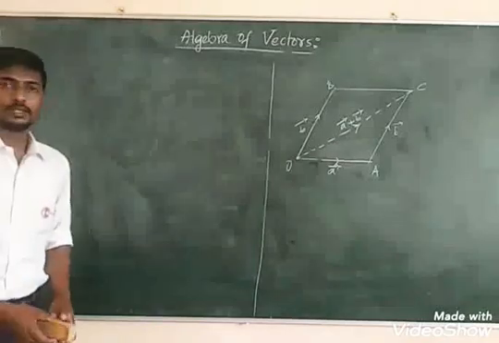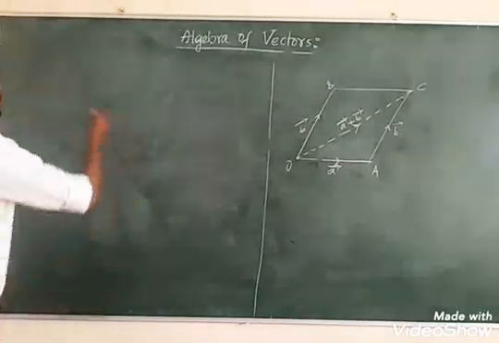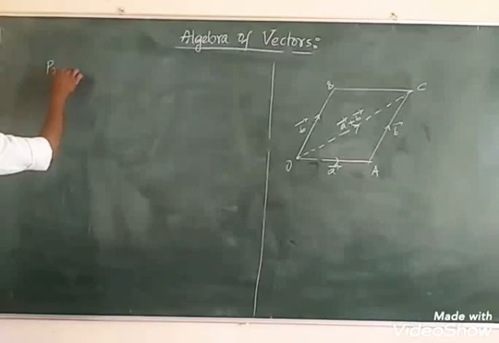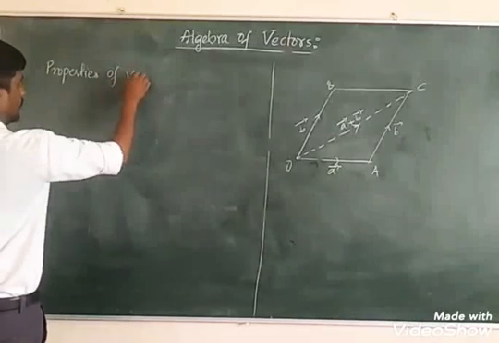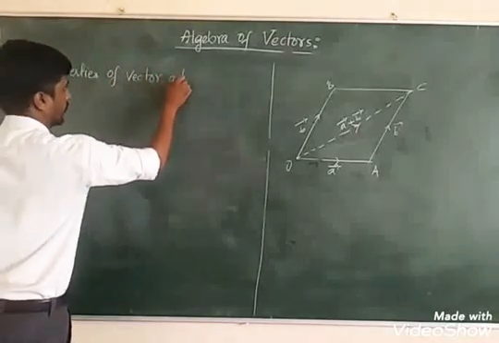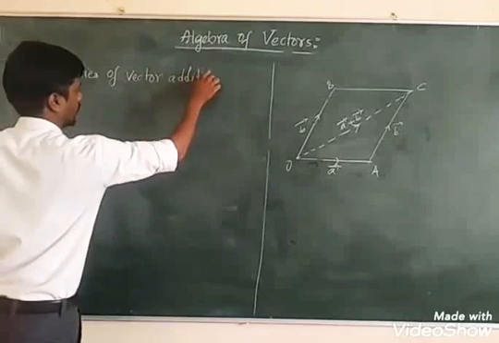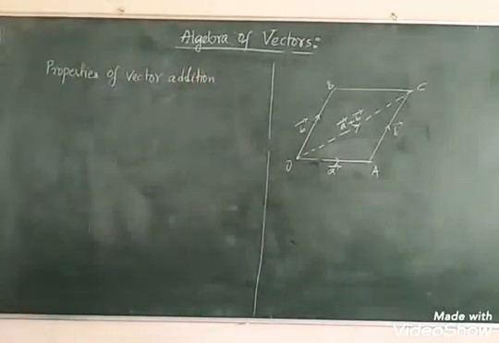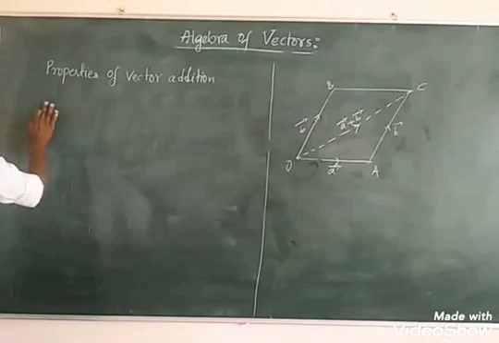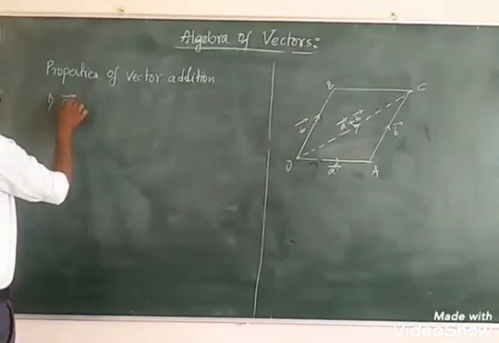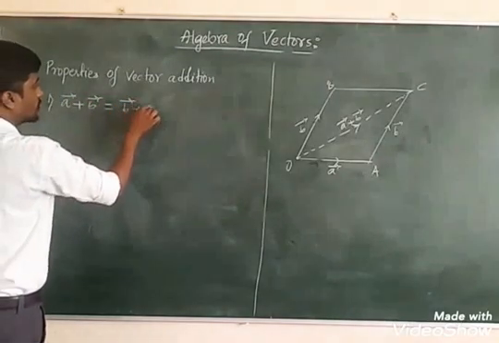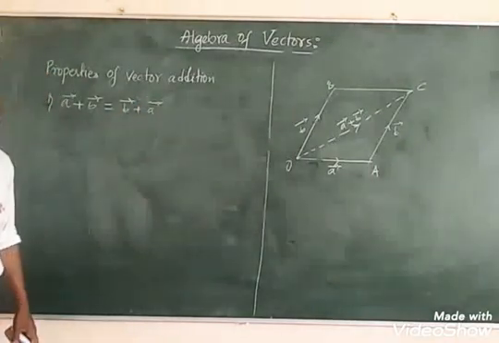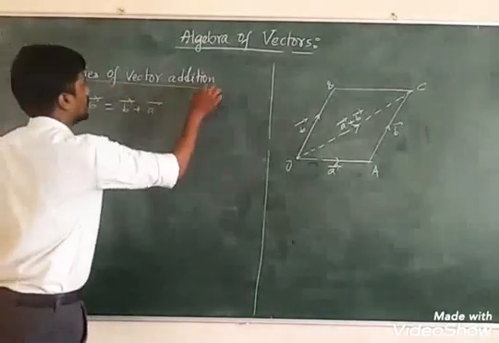So what is the next thing? The properties of the vectors. The properties of vector addition. Property number 1: if A and B are any two vectors, I can write vector A plus vector B is equal to vector B plus vector A. So this is the first property of the addition of vectors.